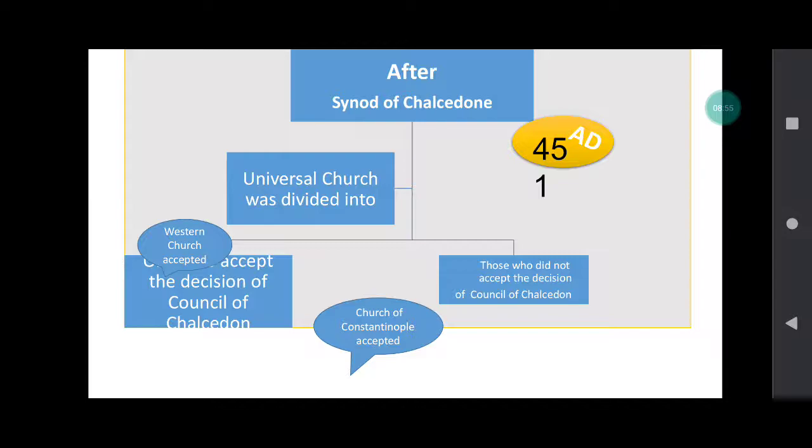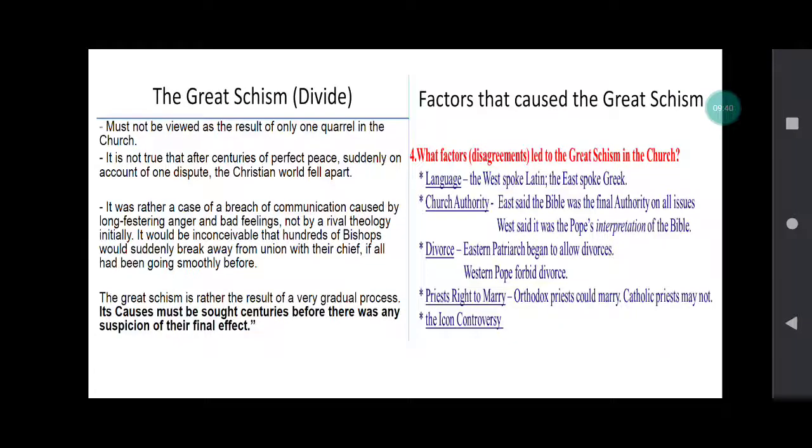Now, after the Synod of Chalcedon, which happened, as I said, in 451 AD, the church was divided into two halves: one that accepted the decision of the council, and a second that did not accept it. The Western Church and the Church of Constantinople accepted the decision of the Council of Chalcedon, and more than 90% did not accept the synod's decision at Chalcedon. Now, the Great Schism.